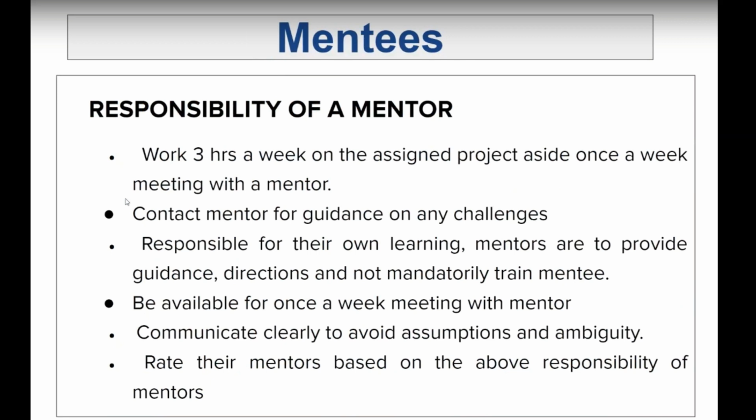And then the mentees should also contact their mentor for guidance on any challenges that they face. The mentees are also responsible for their own learning. So mentors are only to provide guidelines. They are supposed to provide directions, and they are not mandatorily supposed to train the mentees.